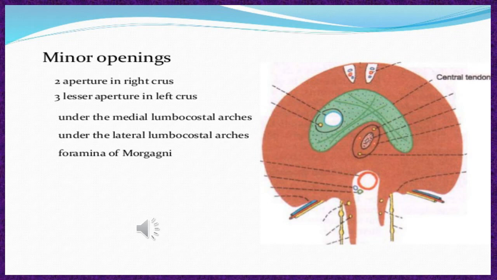The musculophrenic vessels also pierce the diaphragm at the level of the 8th or 9th costal cartilage, and several small veins pass through minute apertures in the central tendon. The musculophrenic artery and the superior epigastric artery are branches of the internal thoracic artery.